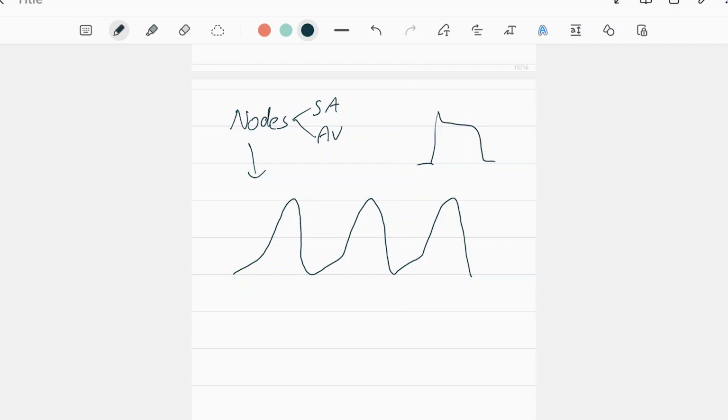It's also known as a slow response action potential, and we must discuss why it looks like this and the ionic basis of it. There's an important concept we must talk about over here called pacemaker current, or pacemaker potential. So what happens over here?